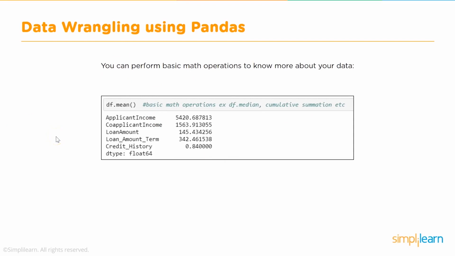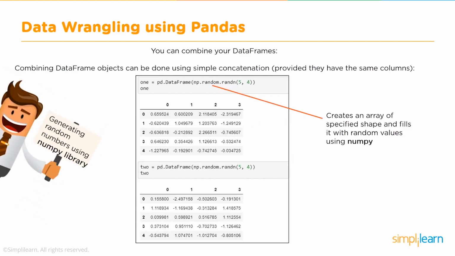We have already seen that we found out the mean. Similarly, if you call the mean method for the data frame object, it will calculate and display the mean for pretty much all the numerical columns that are available. For example, here applicant income, co-applicant income and all these are numerical values, so it will display the mean values of all of those. Now, another thing that you can do is you can also combine data frames.